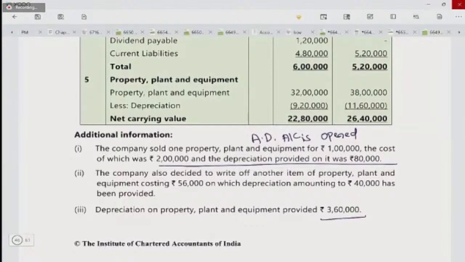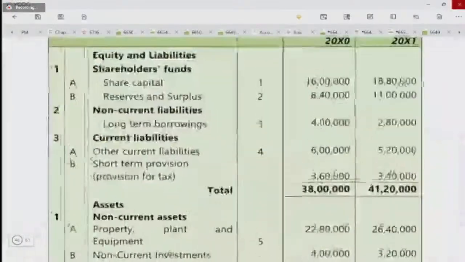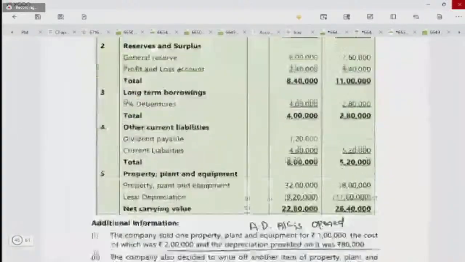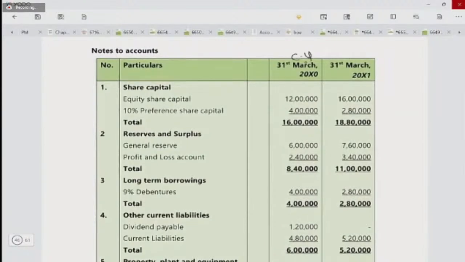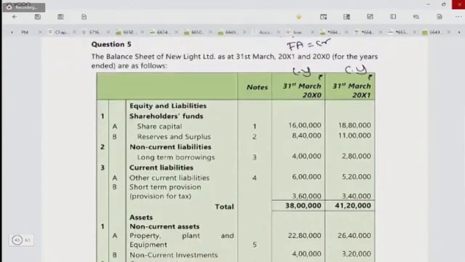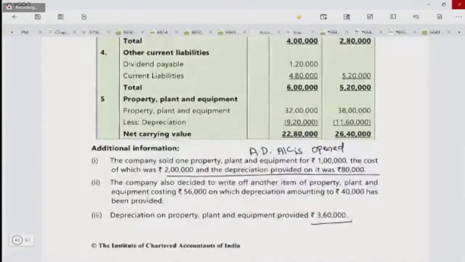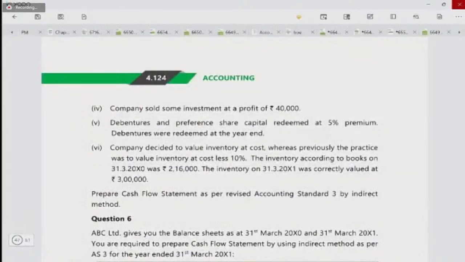Tell me the entries. Okay, Roman 1. What we are going to do here, share capital. Share capital, no need of any adjustment, 16 minus 12. This is the current year, sorry, this is last year. Now in this question, last year and current year, so we'll discuss this question first. Share capital, is there any adjustment? No. No adjustments.